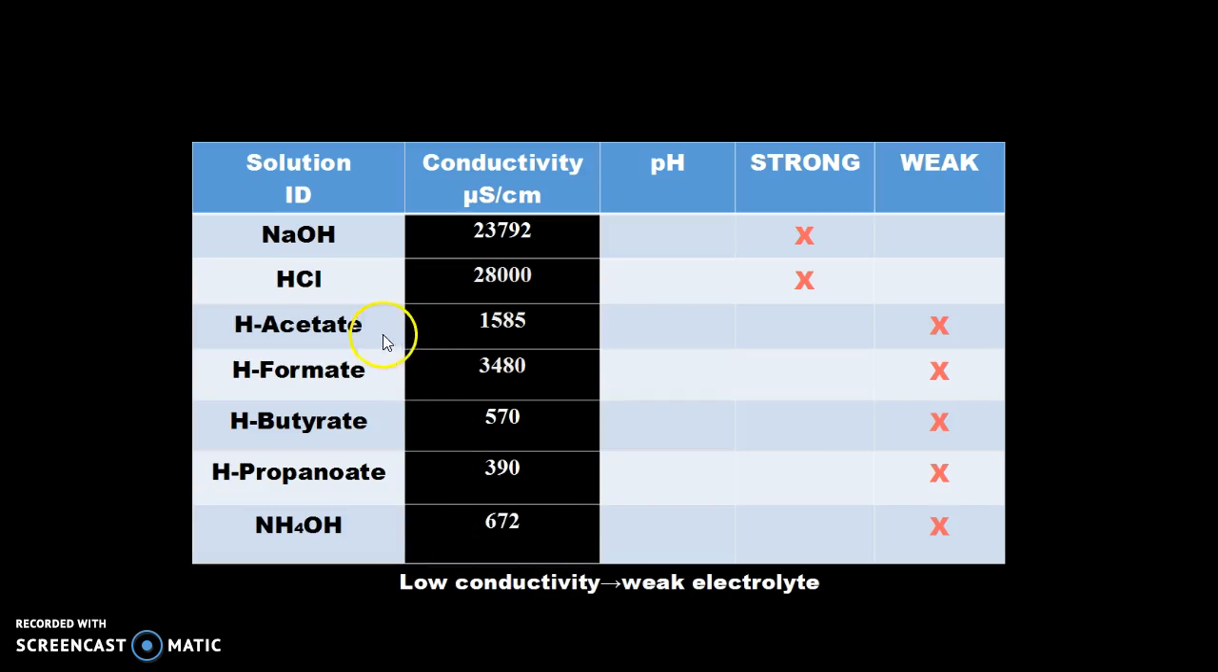Here, the acetic acid, formic acid, butyric acid, and propanoic acid, and the ammonium hydroxide are weak. They have not broken up very much into ions, and correspondingly, we see very low conductivity. Different from each other, of course. The formic acid has a fairly high conductivity, and the propanoic acid has a very low conductivity, but much, much less than what we see in the teens of thousands up here with the very strong acid and base.